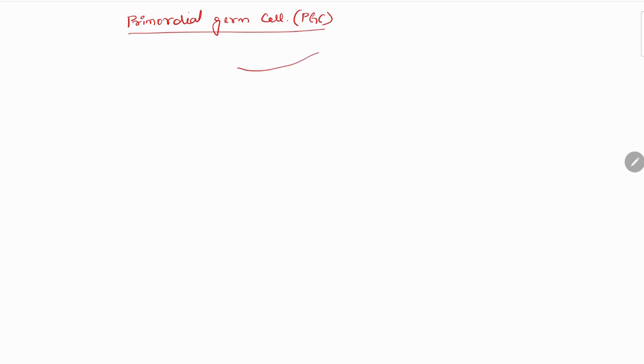See, if this is a developing embryo, this is the head, and this is the yolk sac, and this is the wall of the yolk sac. They first start production on the wall. These PGCs first start to be produced in the extra embryonic mesoderm of the yolk sac on the 4th week of intrauterine life.